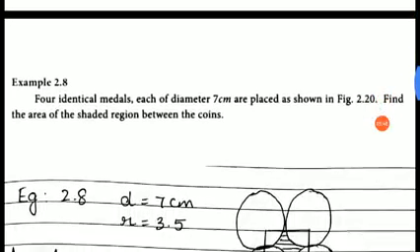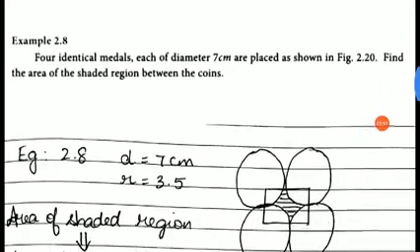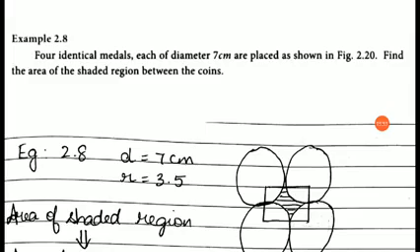Look at this example 2.8. 4 identical medals, each of diameter 7 centimeter, are placed as shown in the figure. This is the diagram they have given. Find the area of the shaded region between the coins. You are going to find the area of this shaded center part alone. So what should we do? There are 4 circles and then there is a square inside, but you want only this part. So what can we do? The area of the square minus the 4 circular sectors.